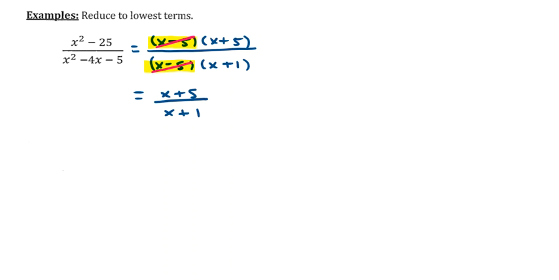Now it's very tempting to, but you shouldn't, cross out these x's here. The only way that those x's would cancel out is if they were factors in each of the numerator and denominator, but they're not. They're actually part of a sum as opposed to part of a product. So long story short, this is actually where we are finished in this video. So that's how you reduce a rational expression to lowest terms.